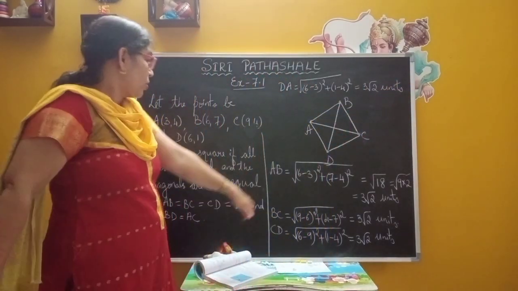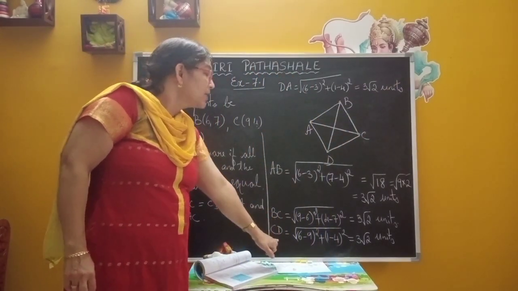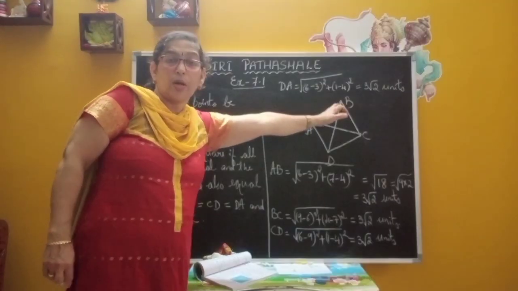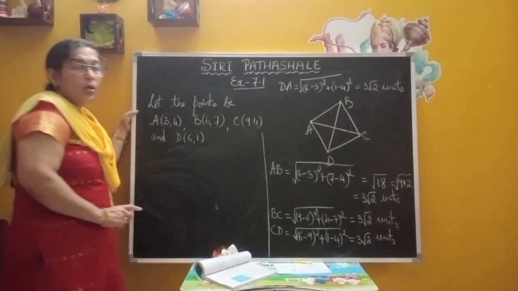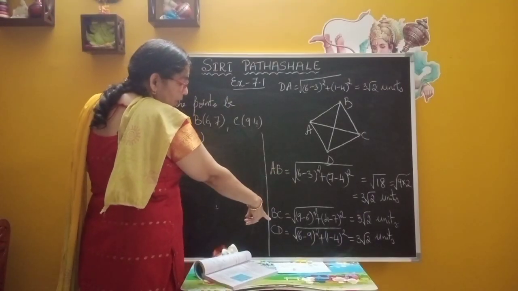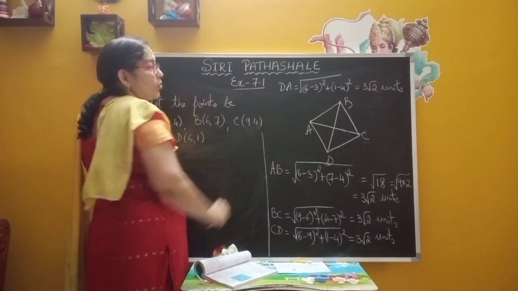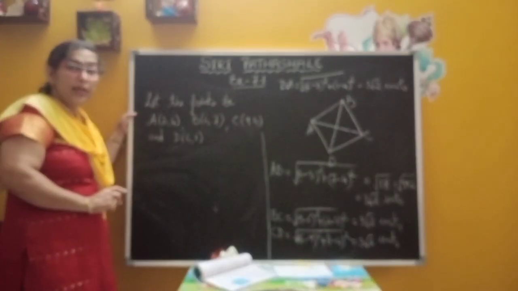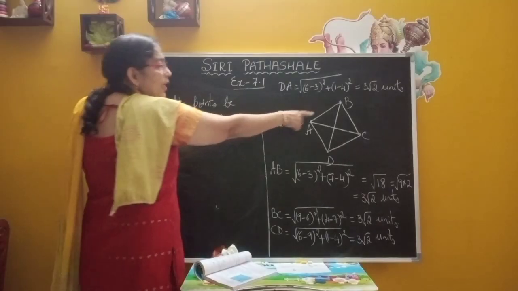Compare all these 4 now: AB, BC, CD and DA. All 4 sides are equal. Here we have proved all 4 sides: AB is equal to BC is equal to CD is equal to DA. All 4 sides are equal in their length. So now let us go for diagonals.